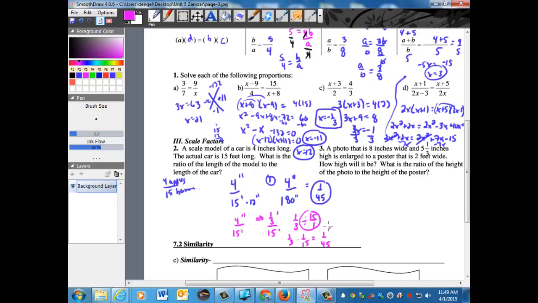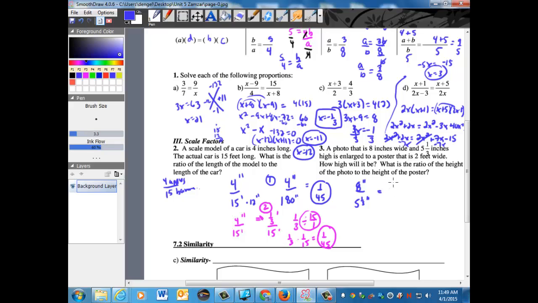Okay, so you see that no matter which way we do it, we still get the same answer. But just know that option 1 was much easier than option 2. All right, next problem, we have a photo that is 8 inches wide. So 8 inches by 5 1/3 inches. And we're told that it's going to be enlarged. So it's going to equal a new shape that's going to be 2 feet wide.